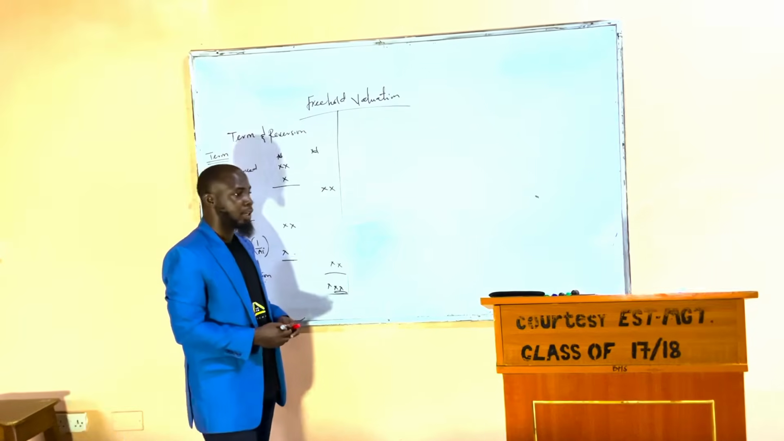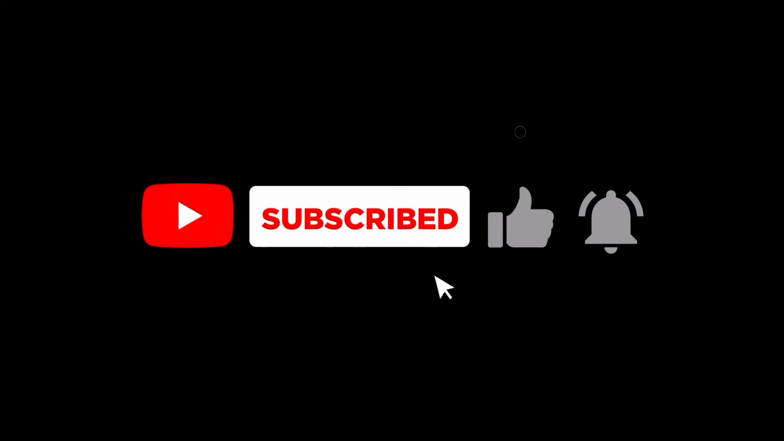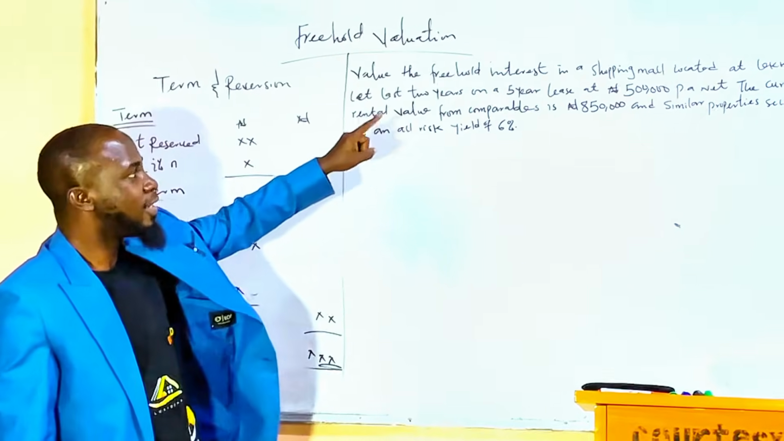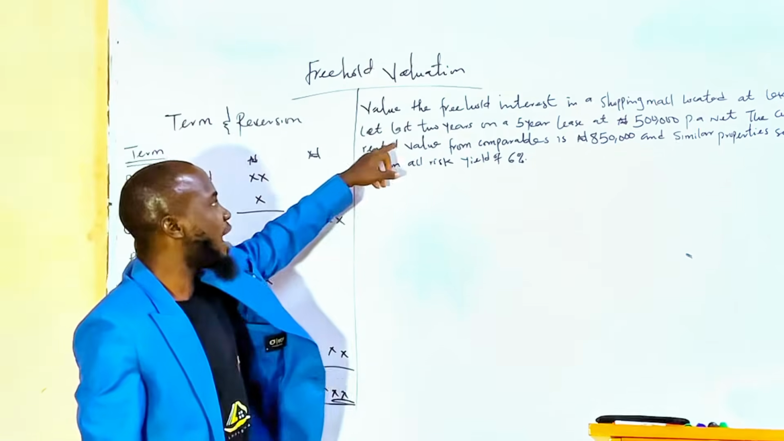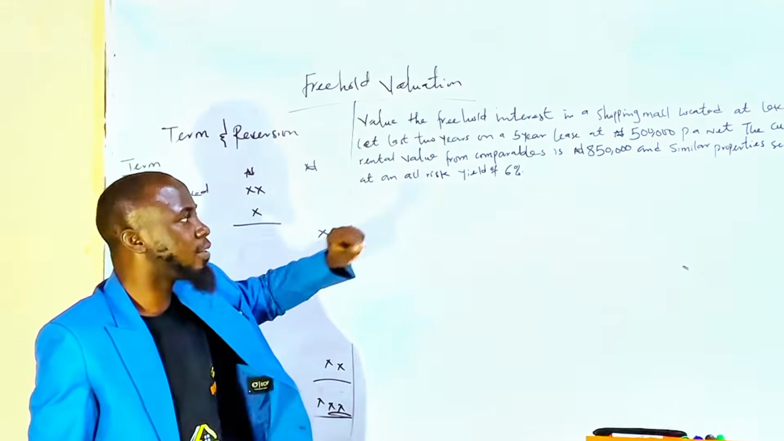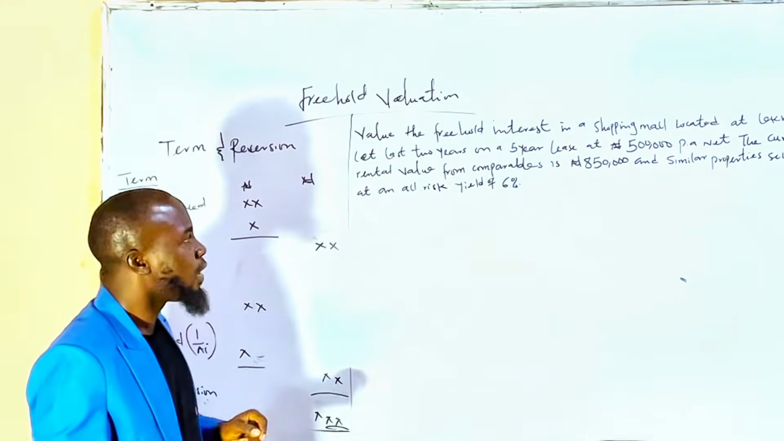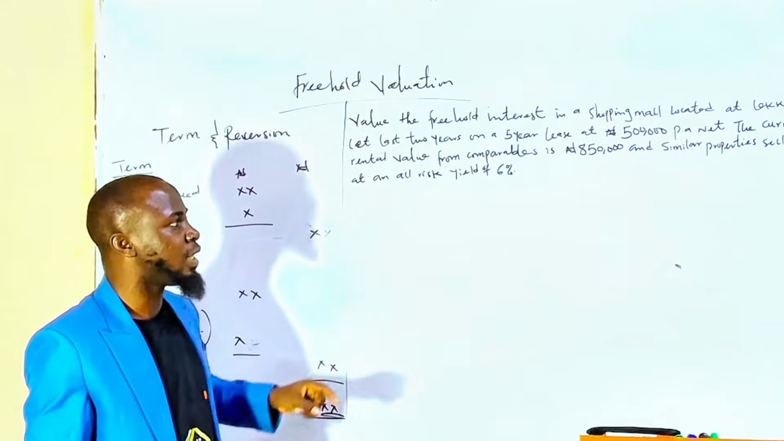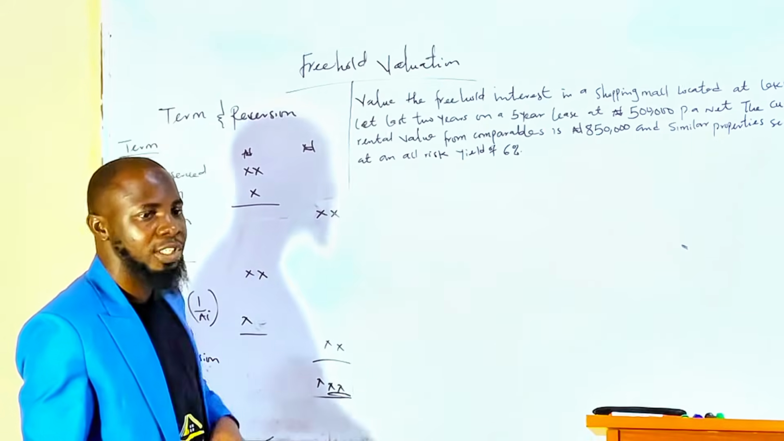And let's see a practice question on them. Question like this: value the freehold interest in the shopping mall located at Lekki. Let last 2 years on a 5-year lease at 500,000 naira per annum net. The current rental value from comparables is 850,000 naira, and similar properties sell at an all risk yield of 6%.